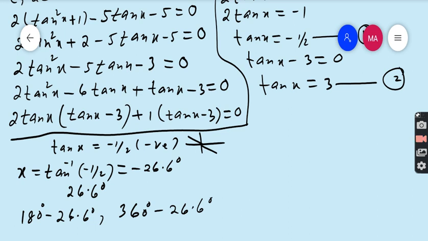Hence, the first is 153.4, the other is 333.4.